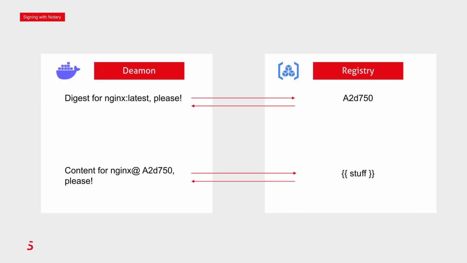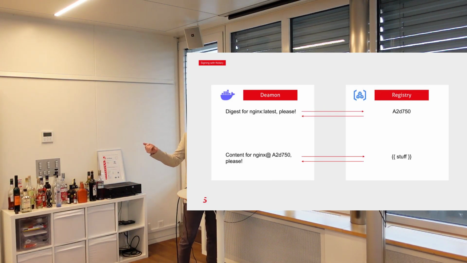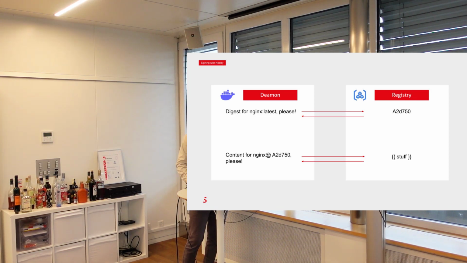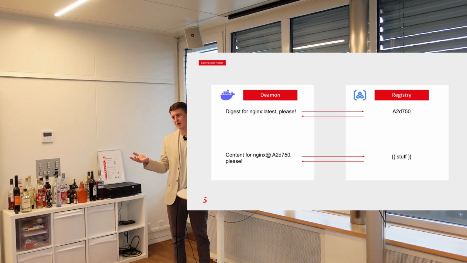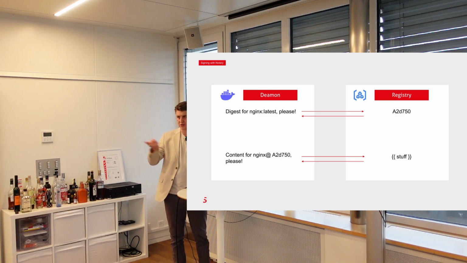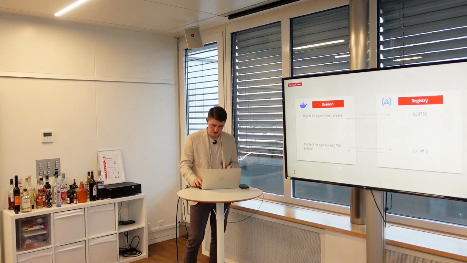Now, on the left side we have our Docker daemon, Docker engine, and on the right side our registry, a private or public one: JFrog, ECR, GCR. The daemon is requesting the digest from the registry by the tag, and the registry returns the digest. The daemon then asks the registry to deliver the content for this certain digest, and the registry returns the image. Docker pull, as we all know.